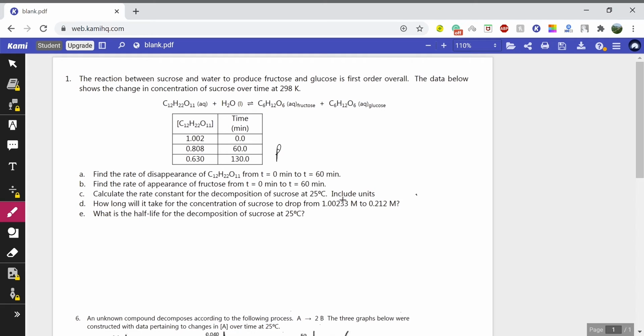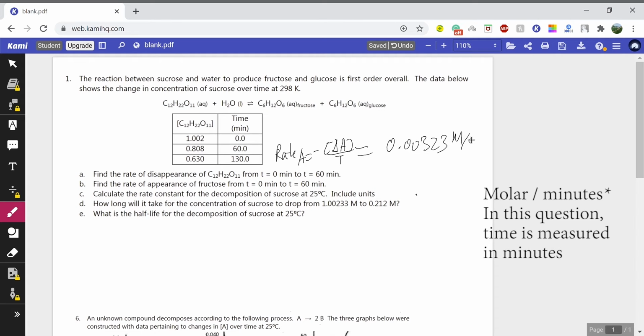For this question we can use rate of A is equal to negative change in concentration of A over change in time, which from t0 to t60 will be negative 0.808 minus 1.002 divided by 60, which will give us a number of 0.00323. That's our rate of disappearance, and our rates are always measured in molar per second.